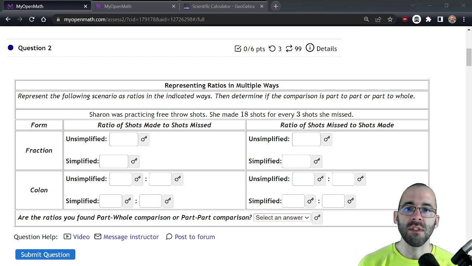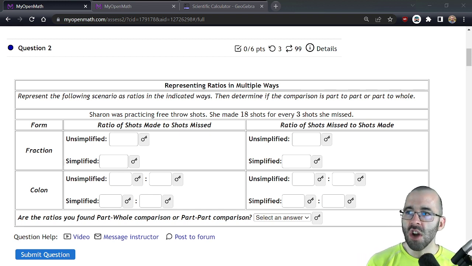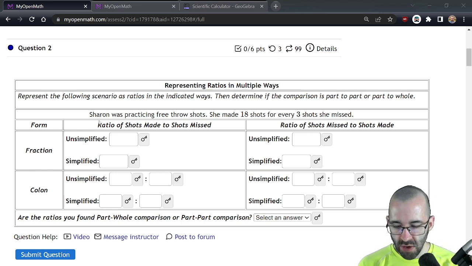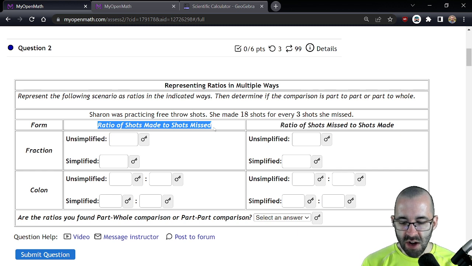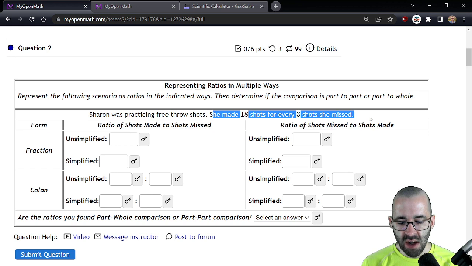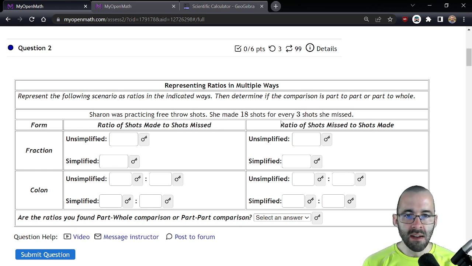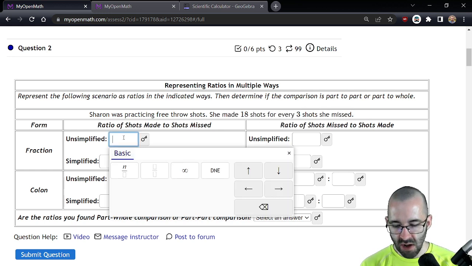So in this situation, we have Sharon, and she's practicing some free throw shots. She made 18 shots for every 3 that she missed. So we're going to look at, in this first area here, the ratio of shots made to shots missed. The unsimplified is given here: 18 made, 3 missed. That's exactly what we put here.